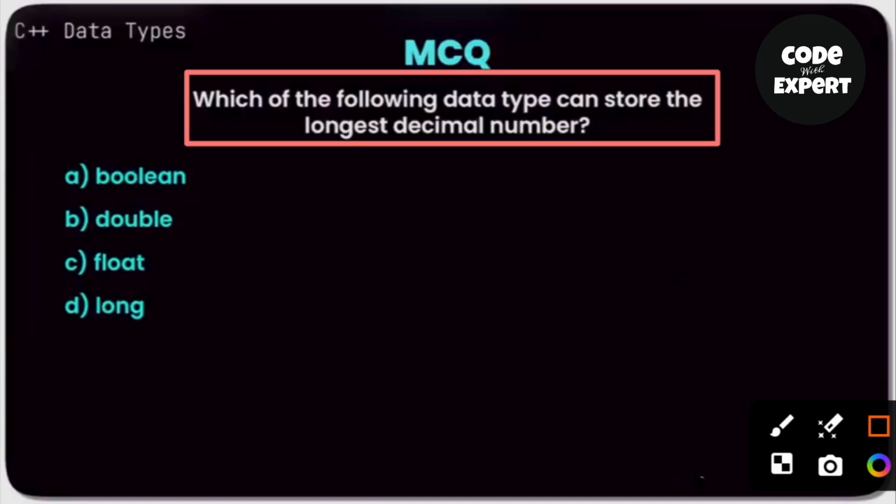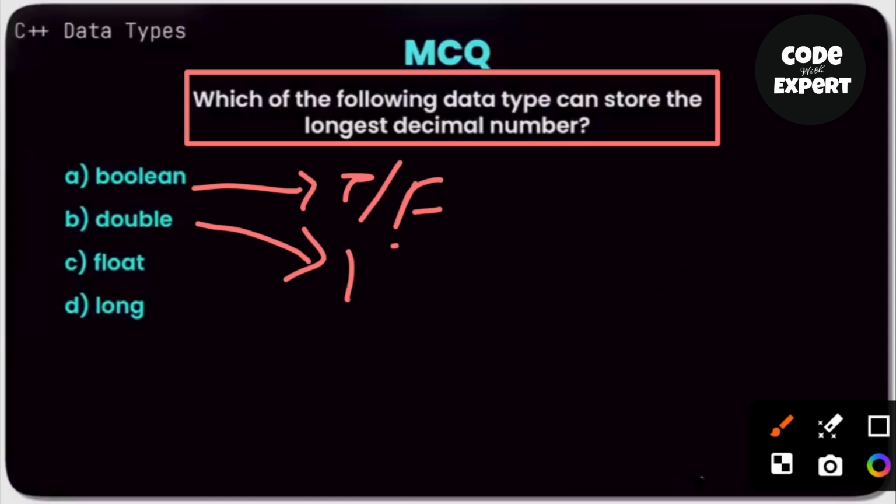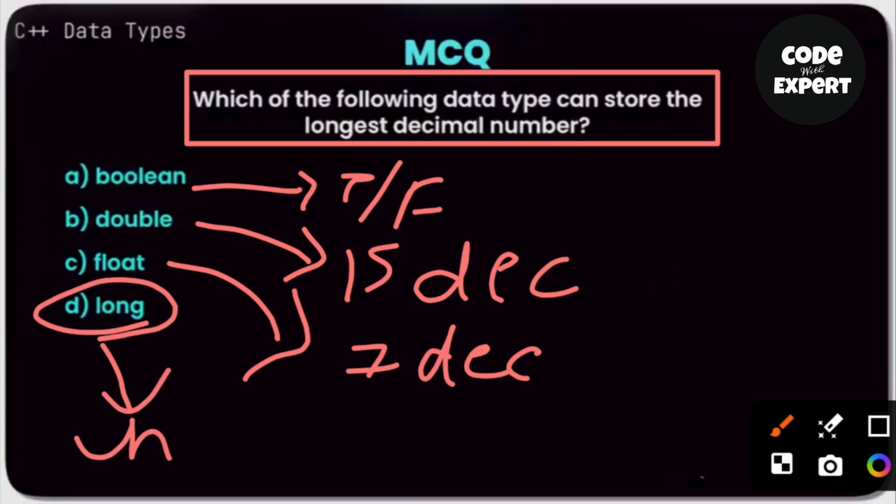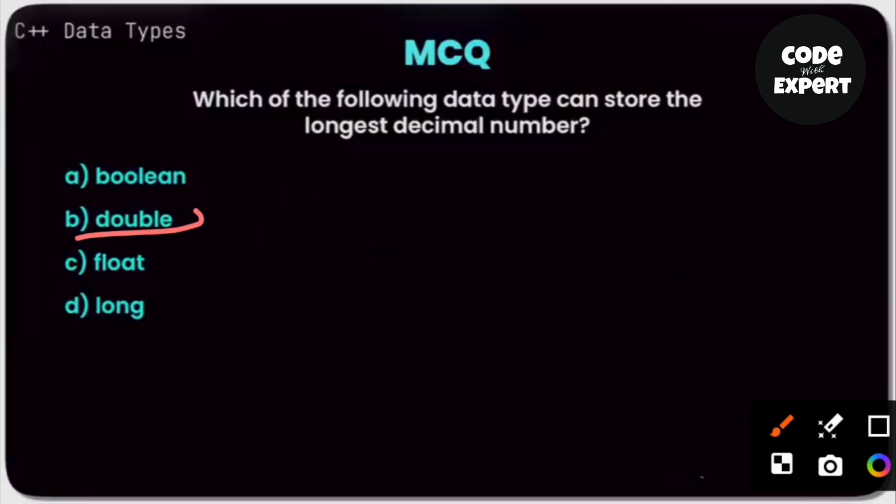In this MCQ, it is asking which of the following data types can store the longest decimal places. As we know, in Boolean data type, there are only true or false values. In double, we can store up to 15 decimal places. In float, we can store up to 7 decimal places. And long is just an integer data type. So our answer is the double data type, because in this we can store up to 15 decimal places.